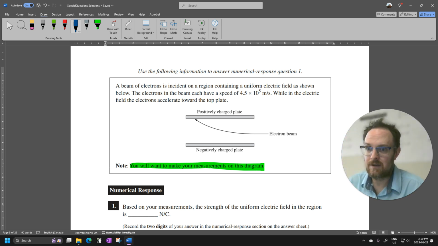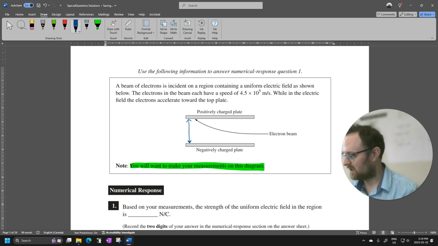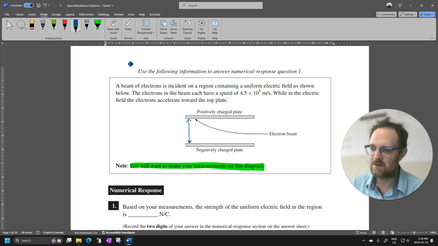And I may not use them all, right? So for some distances, you might want the total distance between the plates. Maybe that's going to help us find the electric field if we need to calculate that. So let me just quickly measure that. 1.8. So that's 1.8 centimeters there.